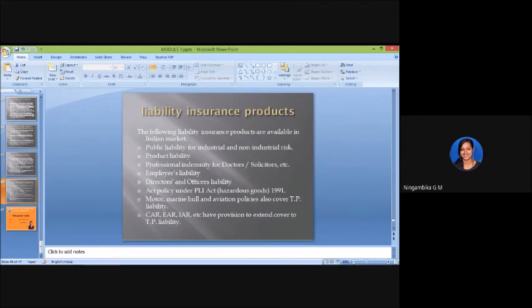So these are the liability insurance products initiated by insurance companies in order to avoid business risk or risk exposure. We will understand more in our further units.